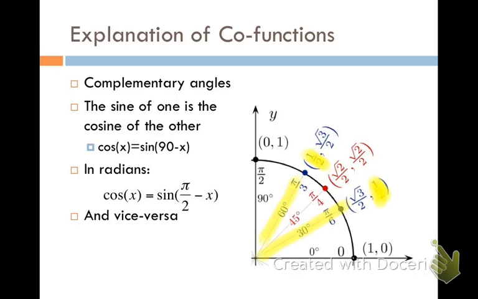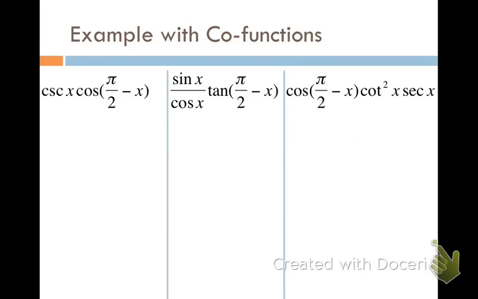This works for the other ones as well. So we're just talking about complementary angles. The sine of one is the cosine of the other. Tangent of one is the cotangent of the other. So some examples with cofunctions. I'll walk through the first one, and then I'll just leave my answers for the other two.